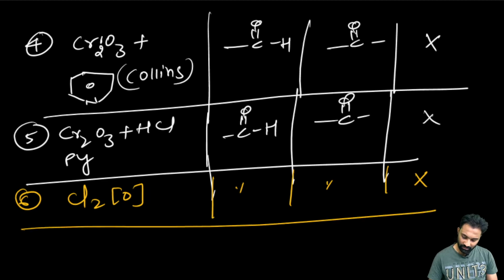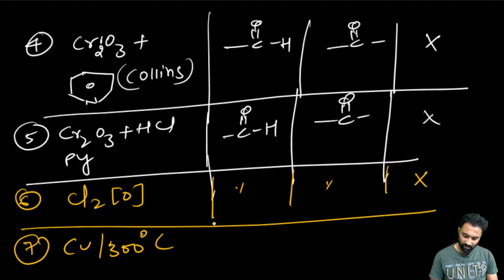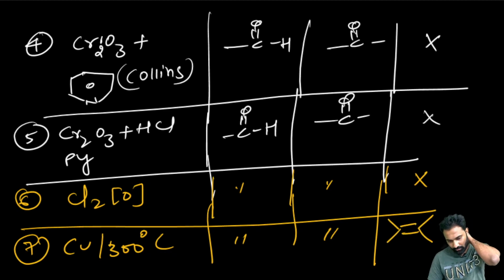Next, copper at high heat. Copper at high heat also converts into aldehyde and ketone, but it will react with the 3 degree alcohol. 3 degree alcohol will react and convert into the alkene. This is also one very important thing you have to remember. Done? Next. This table is clear, right? Any confusions?